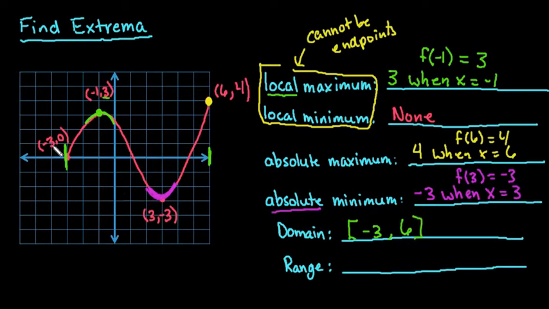My range, on the other hand, is referencing my lowest point, which would be at -3, and my highest point on my graph, which would be 4. So the domain always tells us what x coordinates can be used in this. The range is always what y coordinates can be used.